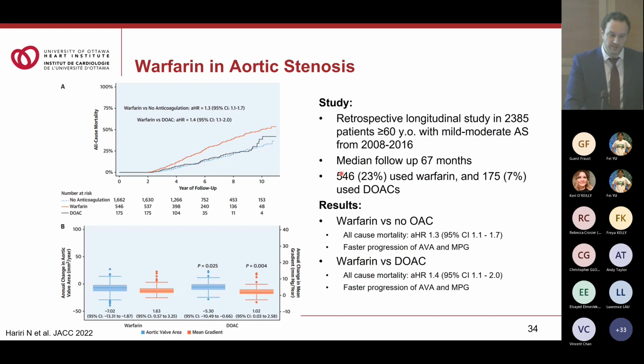Now we talk about vitamin K, but what about vitamin K antagonists, so warfarin? Interestingly, warfarin was studied again in the same cohort from the Cleveland Clinic. They looked at patients with mild to moderate AS, and they found that warfarin, either compared to no oral anticoagulation or compared to a DOAC, was also associated with all-cause mortality, even with an adjusted analysis. It also led to faster progression in terms of severity of hemodynamic aortic stenosis. So quite interesting data that was just published last year. Again, it's an association rather than a causation, because this is not a randomized study.